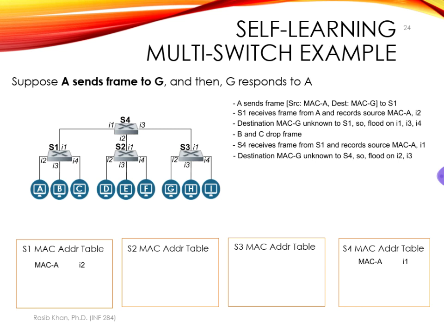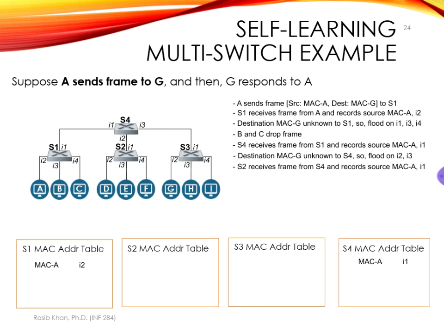After that, switch 4 checks and finds that the MAC G, which is the destination MAC, is unknown. So now it would need to flood on all the other interfaces except for the incoming link. So it floods it out to interfaces I2 and I3 on S4. The frame which is flooded through interface I2 on S4 reaches S2.